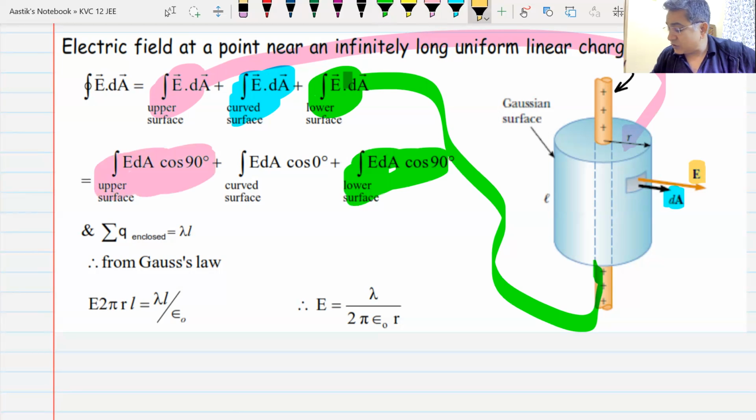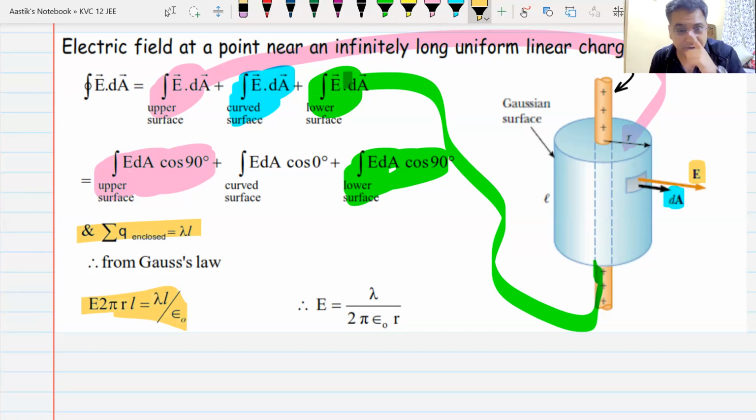The total charge enclosed is lambda multiplied by L. Lambda is the charge per unit length, multiplied by the length of the cylinder, will be the charge enclosed in the cylinder. E into 2 pi RL becomes lambda L by epsilon naught, and we get this beautiful result, lambda by 2 pi epsilon naught R, the electric field due to this type of charge distribution.